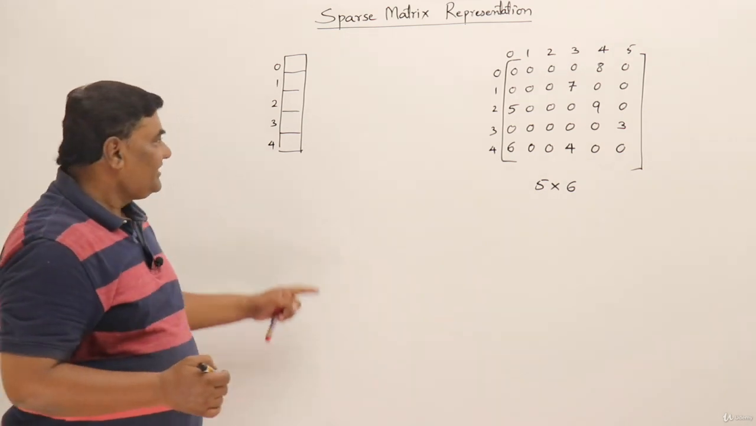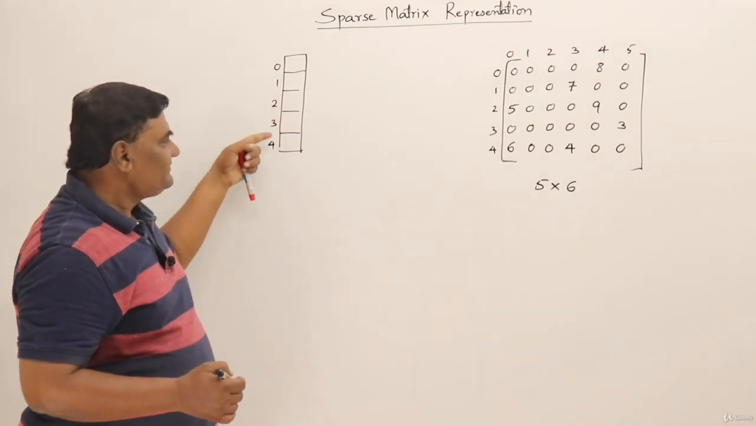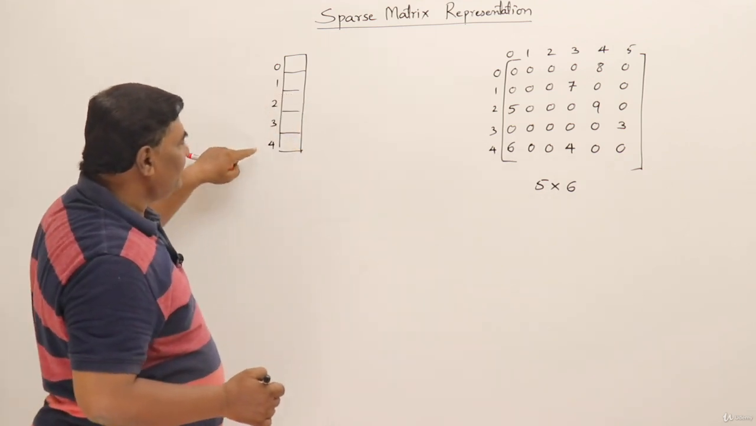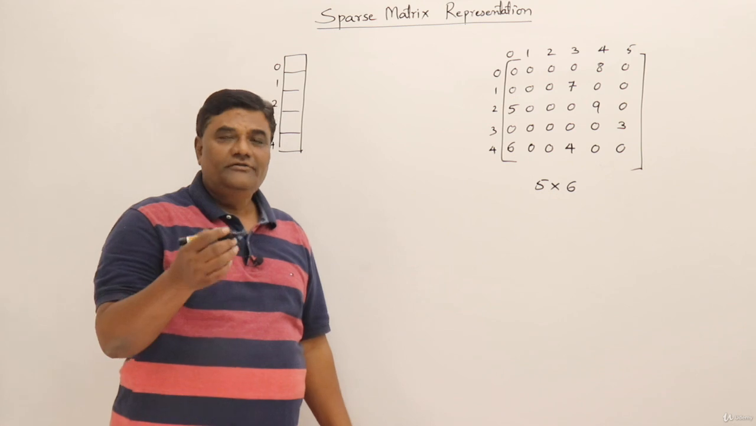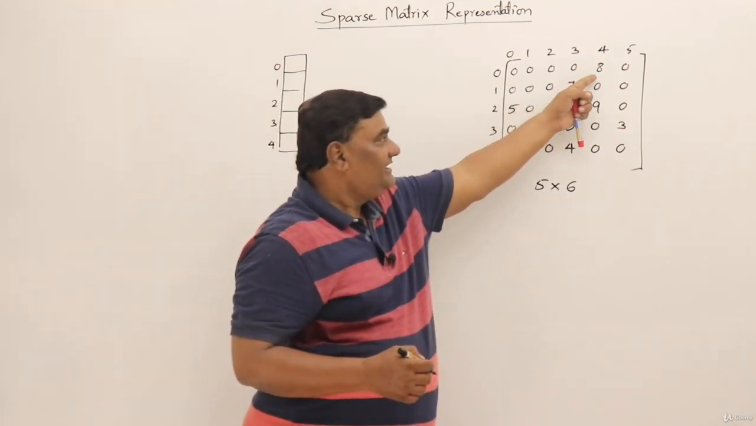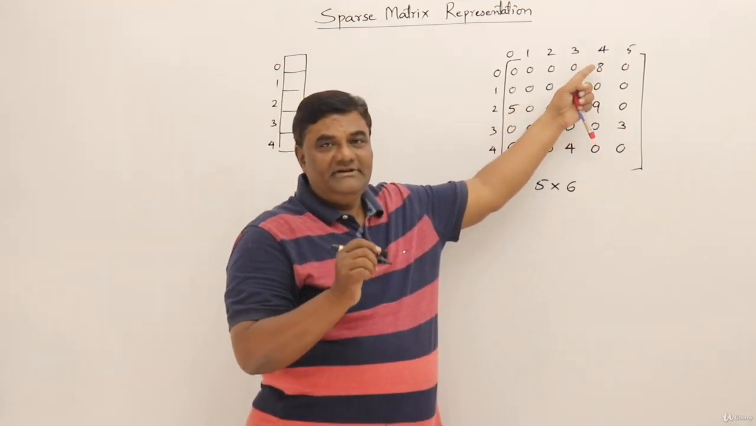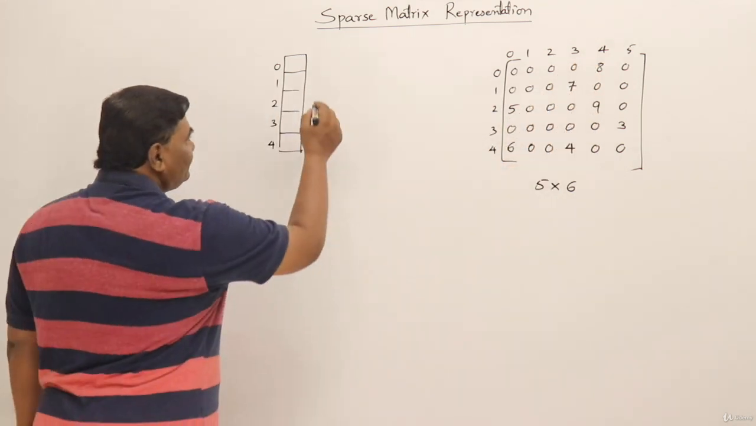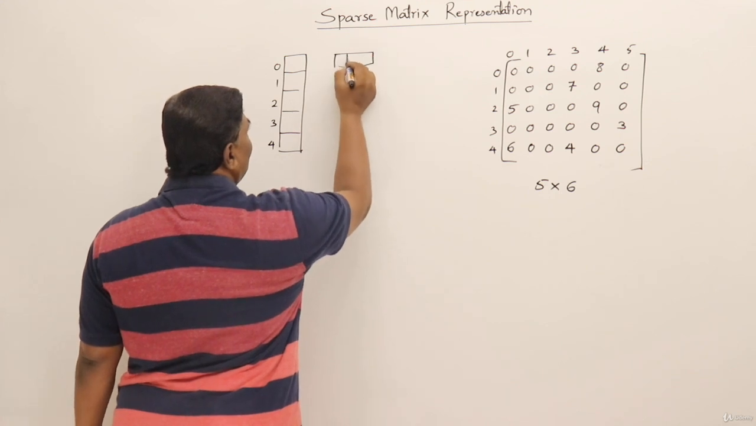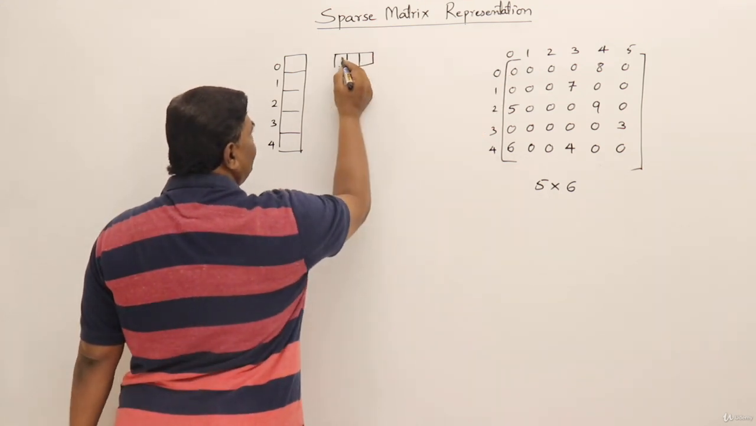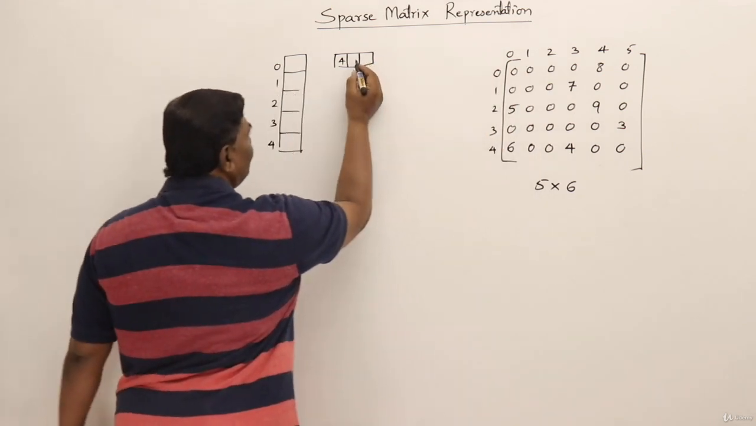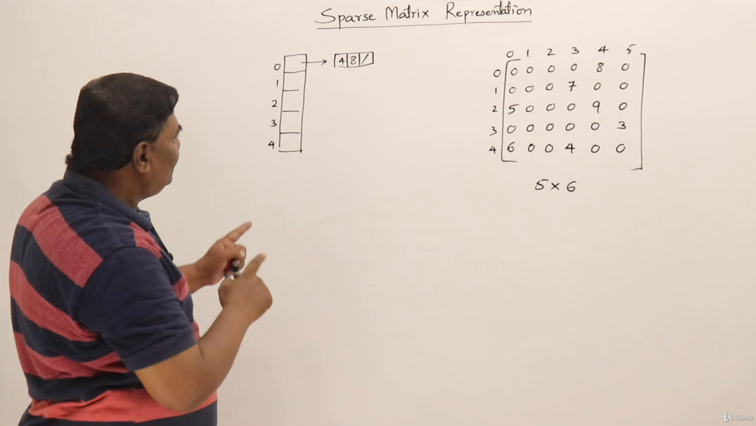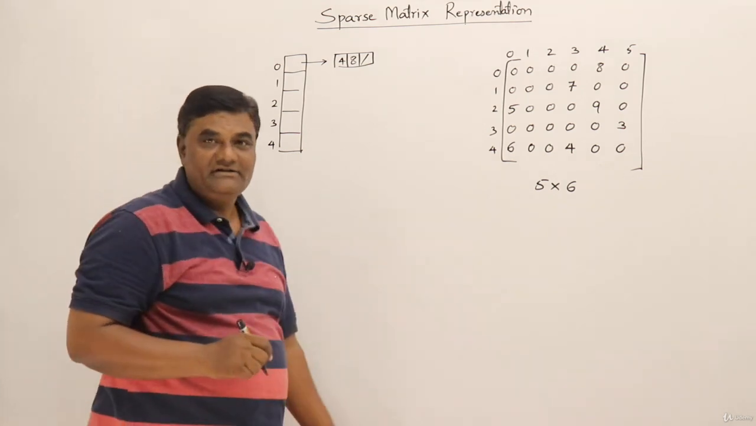For representation, I have taken an array of size 5. This array is representing rows. There are 5 rows, so the indices in the array represent row numbers. Now for representing a non-zero element like 8, I need to know the column number and the element itself. So column number is 4 and the element is 8. I will represent it as a node: fourth column, element is 8, and this is null. So this is a node containing column number and the non-zero element.